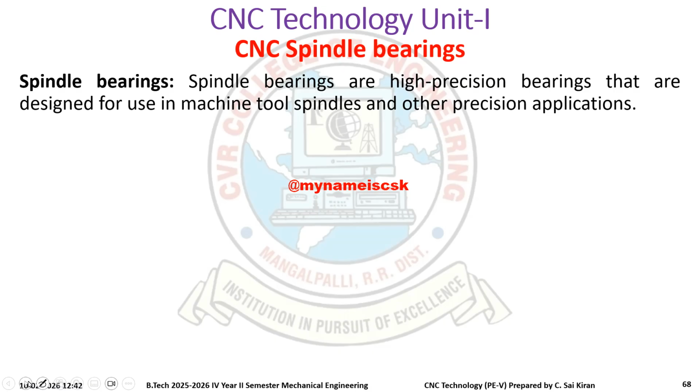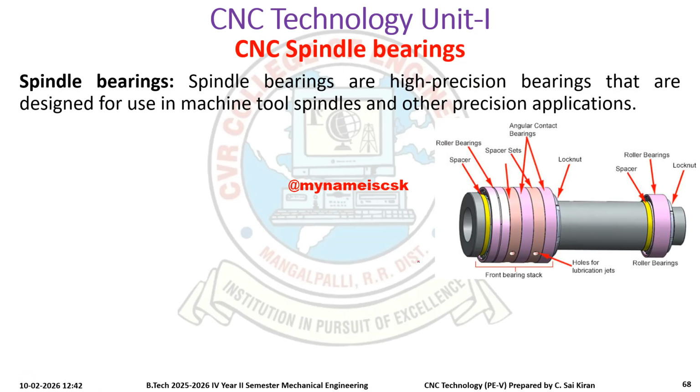Next is spindle bearings. Spindle bearings are high precision bearings that are designed for use in machine tools. So this is a spindle bearing. These are the spaces. This is the front bearing stack, and here you have roller bearings. In the roller bearings, you have a spacer and a lock nut to lock this one. And there are some holes.